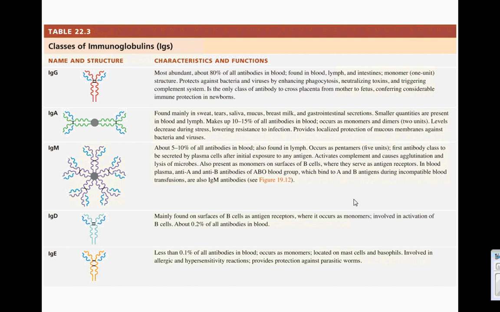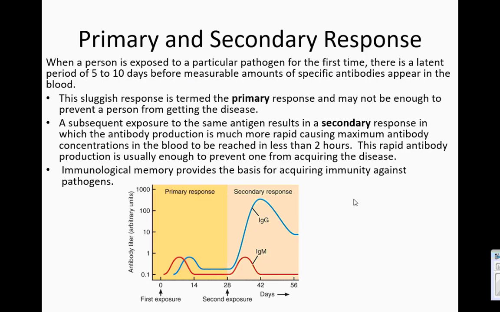Table 22.3 is a table from your textbook showing you not only their structure and their classification on the left here, but gives you a little bit more about their characteristics and functions on the right. I didn't get into them in super great detail, but you can read through that on your own if you want to. That's not something I'm going to pull anything directly from for the exam, but there's a lot of good information in there.